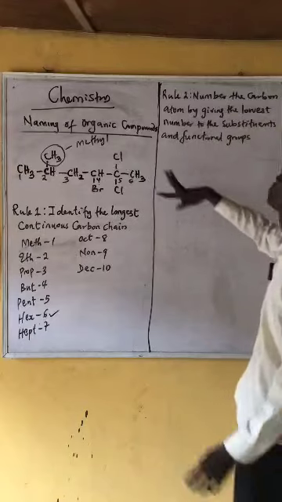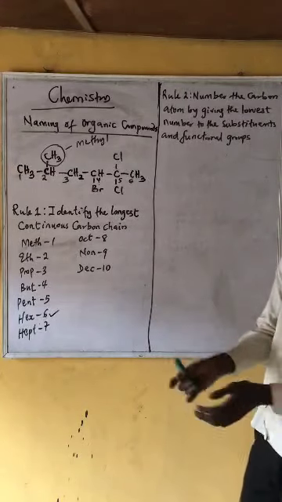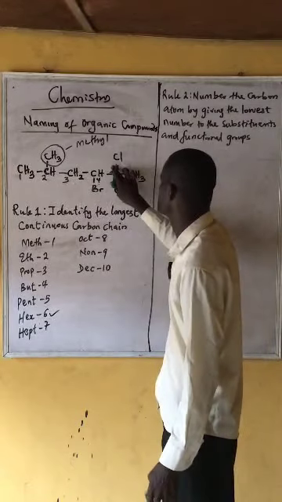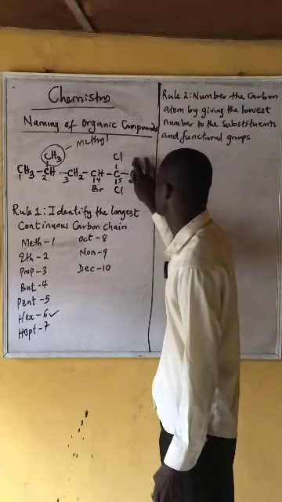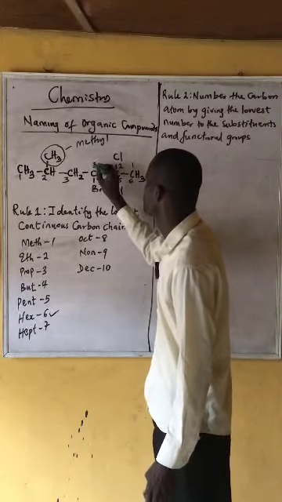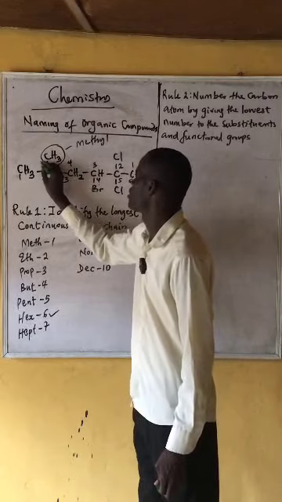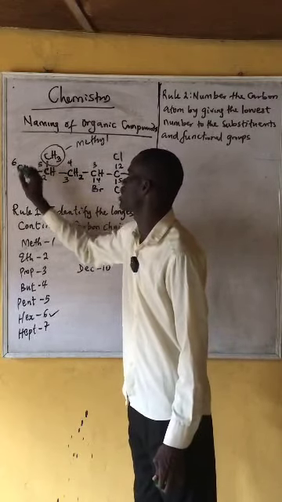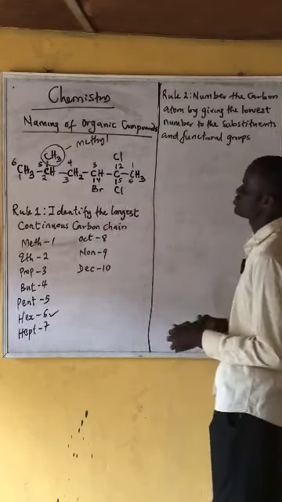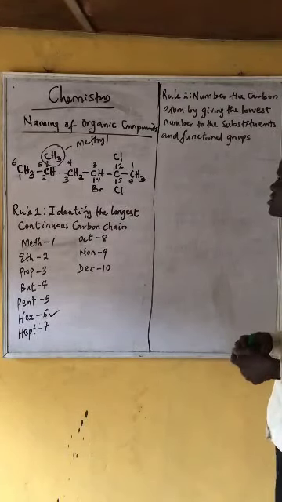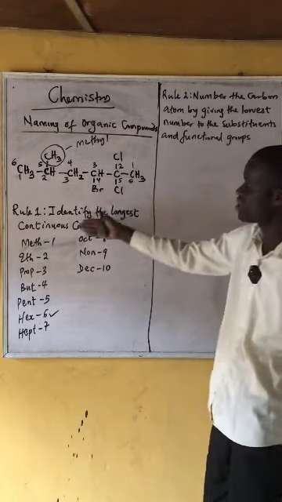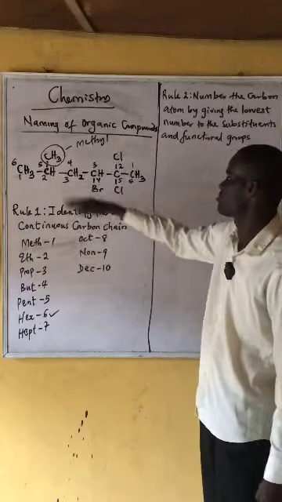So rule number 2 says we should number it by giving them the smallest number. So we have numbered this from here. Let's also number from here, then we pick which of the 2 is correct. This is carbon 1. This is carbon 2. Carbon 3, carbon 4, carbon 5, carbon 6. So now I want to know which of these 2 will give me the smallest number. We are going to number it by giving the smallest number to the substituent here and the functional groups.